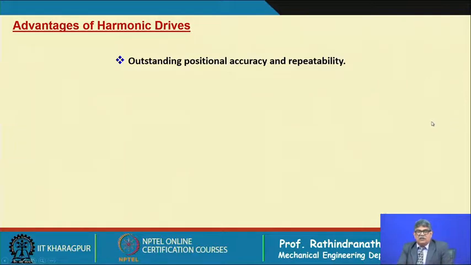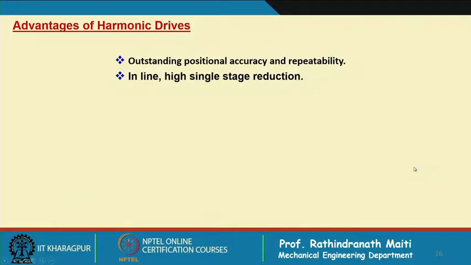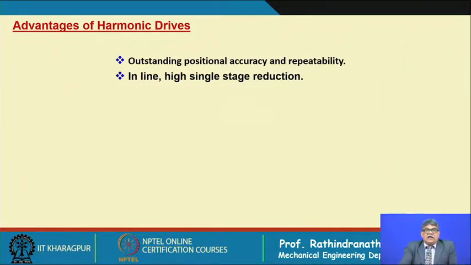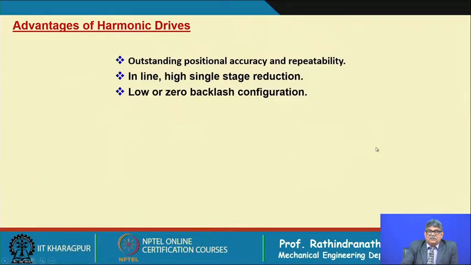Now, the obvious advantages of the harmonic drive: outstanding positional accuracy and repeatability. If we consider, the motion may not be very smooth. The reason is that the teeth are meshing at multiple contacts, but conjugacy is lost. But as far as accuracy in position is concerned, there is no slip. So, we can use it for accurate positioning. Then inline high single-stage reduction, and low or zero backlash configurations. Usually for very precise applications, these devices are made backlash free, and are operated under a maintained temperature.